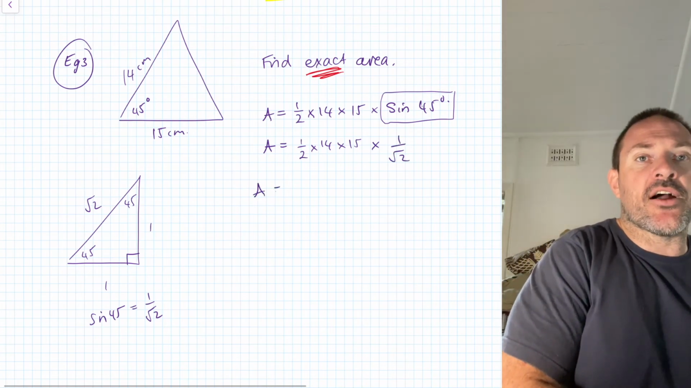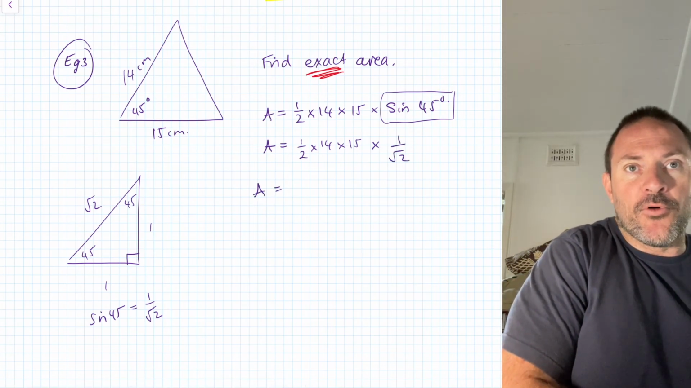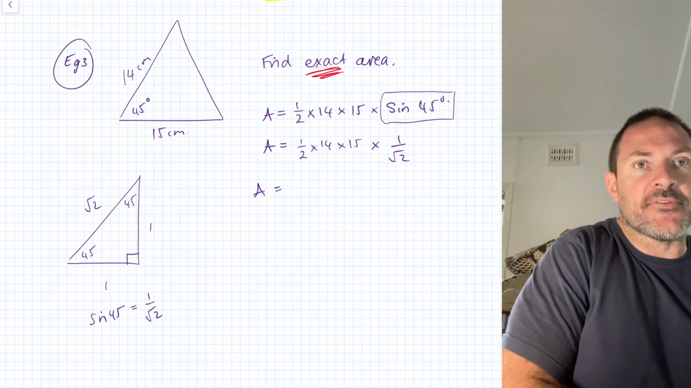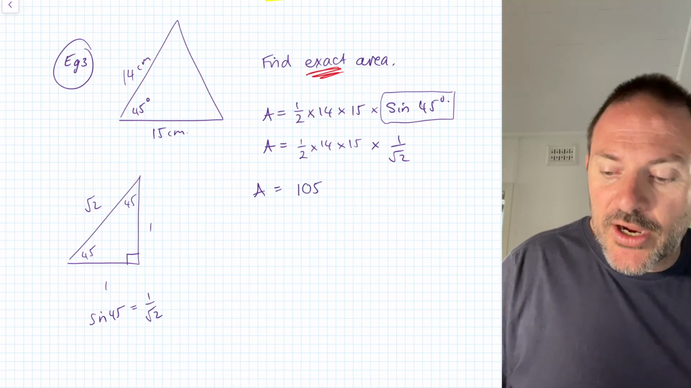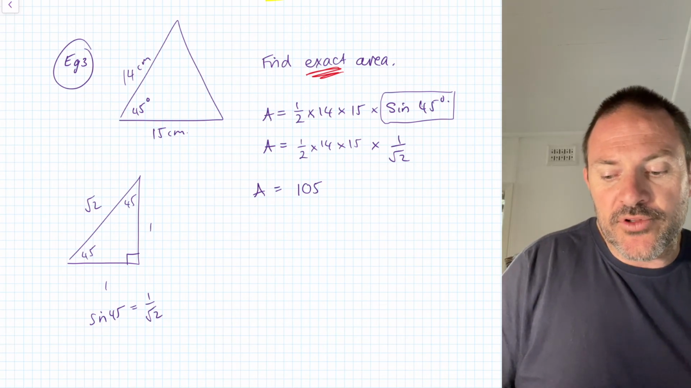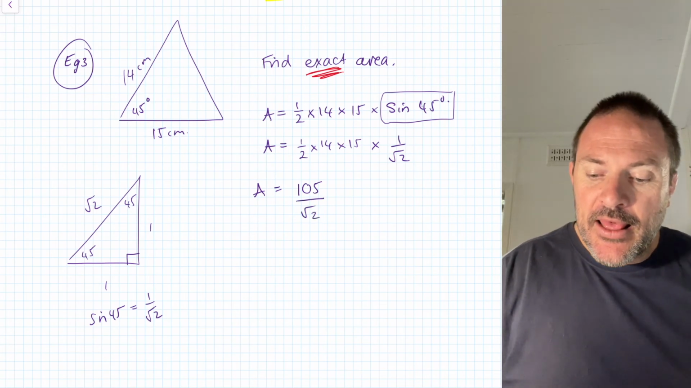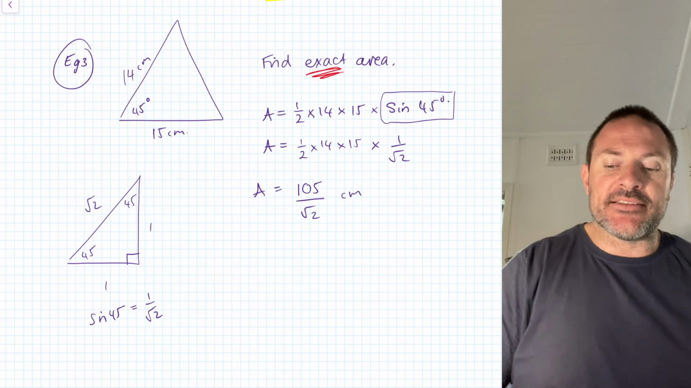So of course now, if you hadn't done that in your head before, you could do half times 14 times 15, or you can do 7 times 15, whatever you might want to do. Okay, and we get 105 times 1 over root 2. Let's just do it over root 2. And technically speaking, that now becomes my answer.